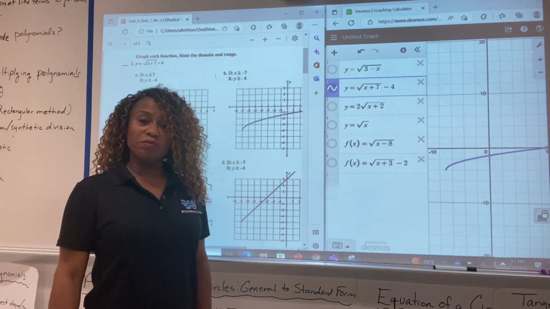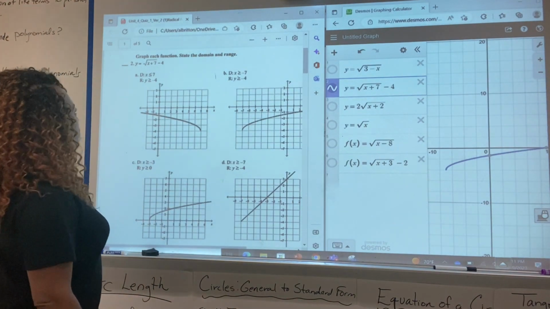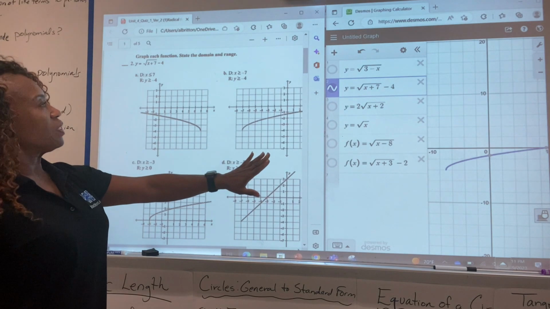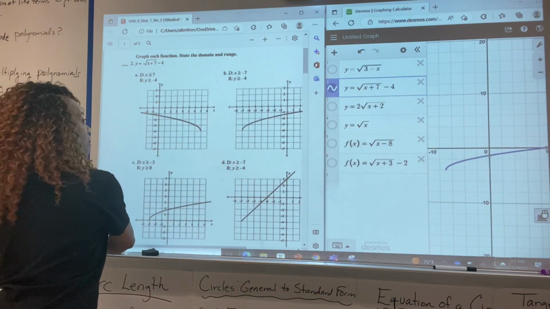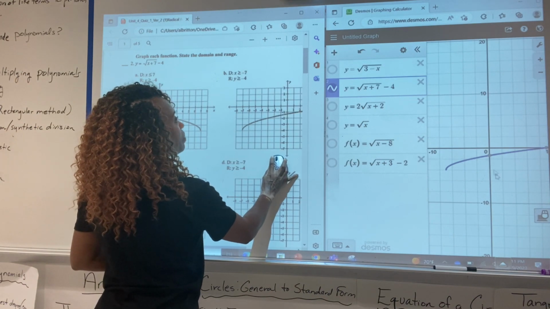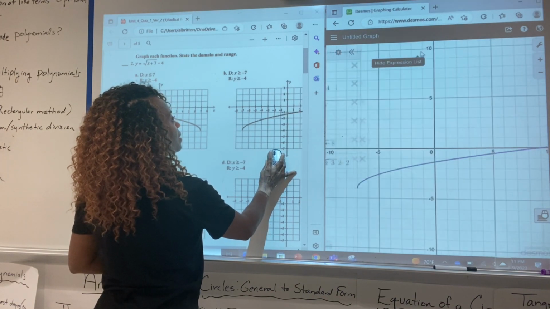All right, let's take a look at problem number 2. Graph each function, state the domain and range. Well, again, I've already pulled up the function. I've graphed it in Desmos, and this is how it looks. Let me close this pane so that we can get a better look at the graph itself.